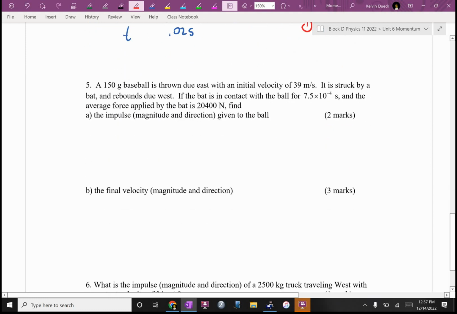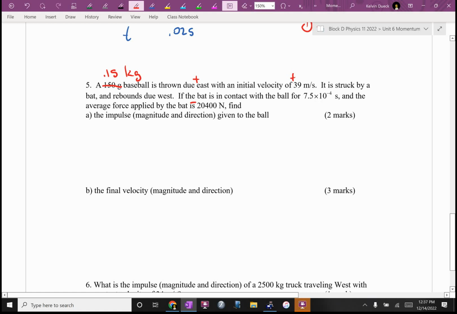Number 5. Nice try, Mr. Dewick. 0.15 kilograms. I see the word east and I see the word west again. So I chose to let east be positive, which means I guess this force is negative. It's to the west, if I read the question very carefully. Why didn't I put a negative in front of the 7.5 times 10 to negative 4?